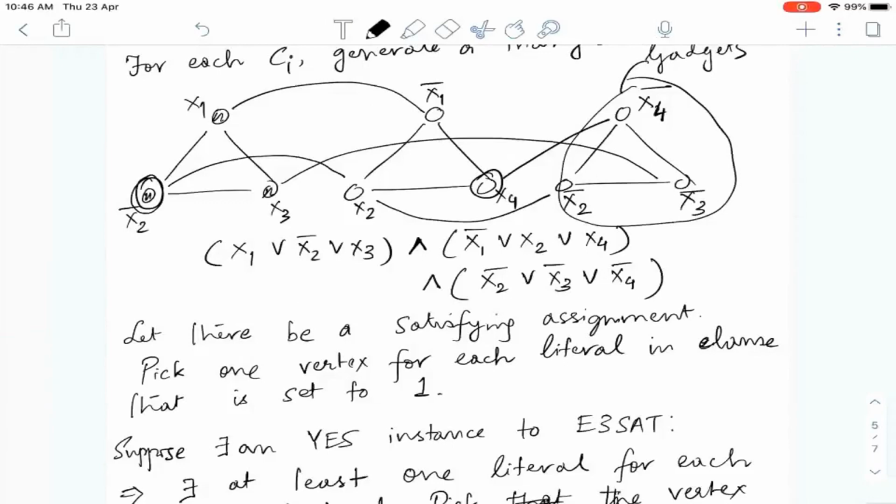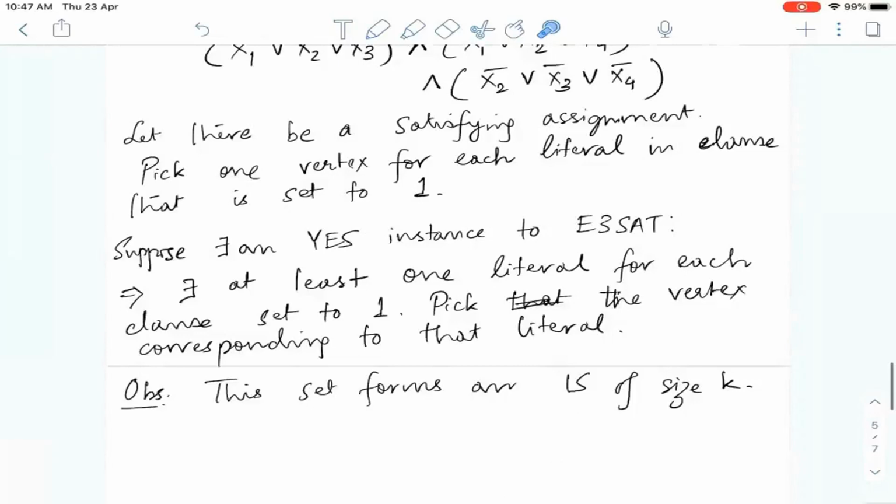And the only thing that remains to be shown is, can it happen that these kind of edges that go between two triangles cause a conflict? Clearly that cannot be true, because if some literal xi has been set to 1, then clearly xi bar cannot have been set to 1, which means that if you pick xi, you could not have picked any copy of xi bar in your independent set. So these kind of edges will not affect your solution, which means that this is an independent set.